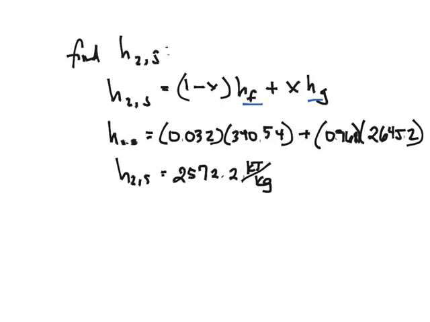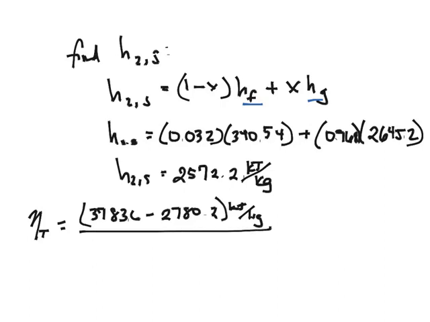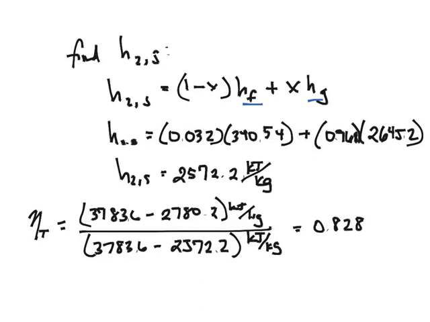And now we're finally ready to calculate our isentropic efficiency. We have everything we need. So our isentropic efficiency of our turbine is 3,783.6 minus 2780.6 kilojoules per kilogram, over 3,783.6 minus 2,572.2, again kilojoules per kilogram, and that equals 0.828, or our isentropic efficiency of our turbine is 82.8%.